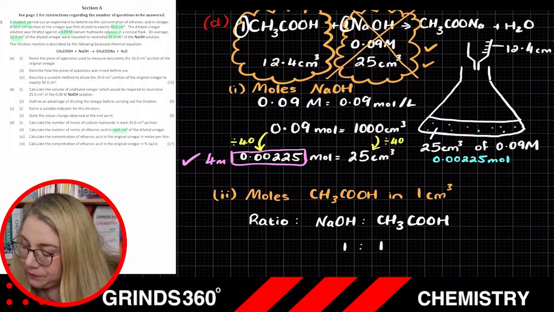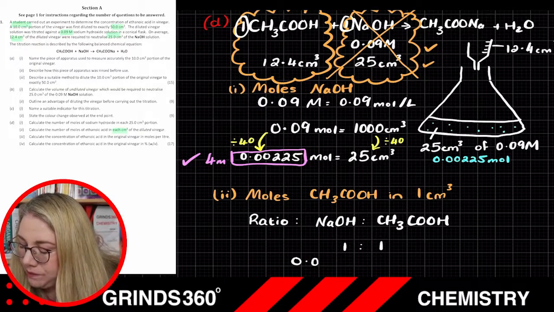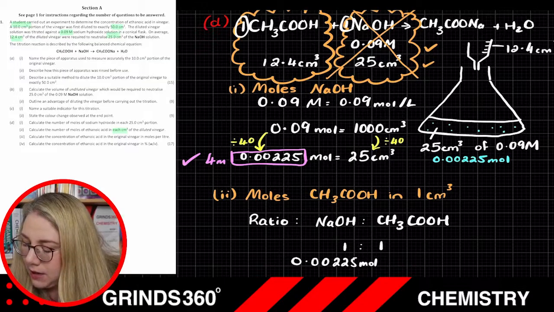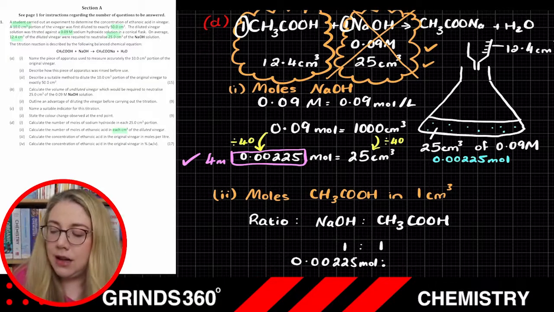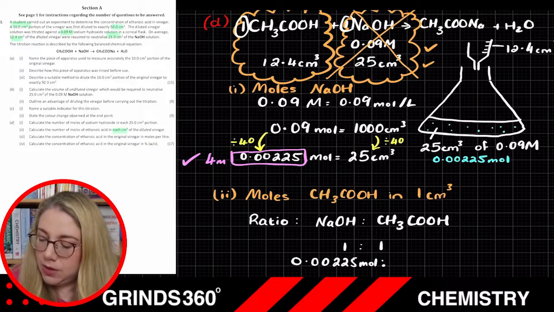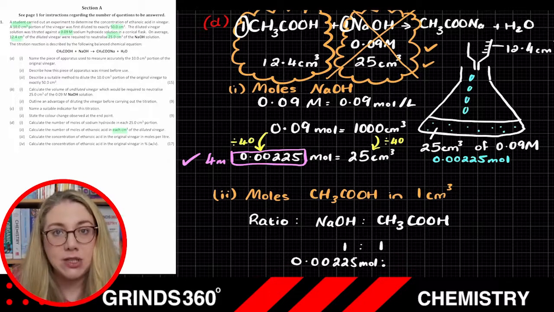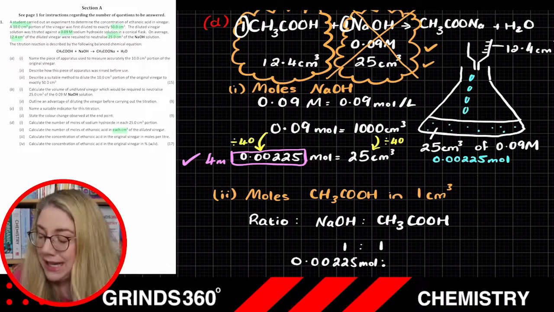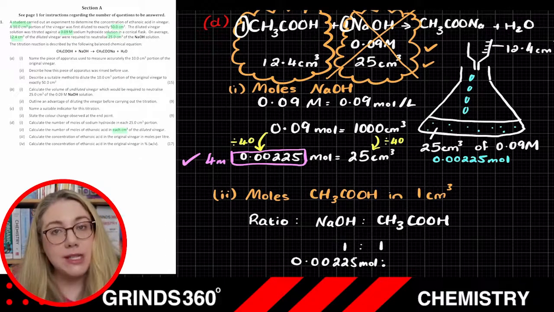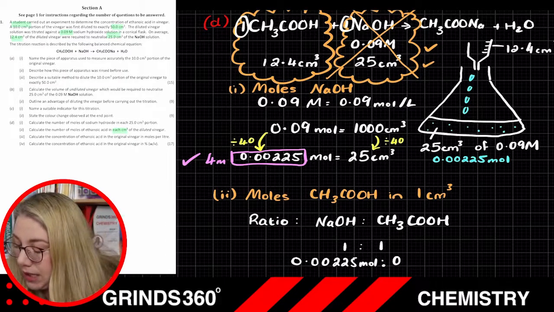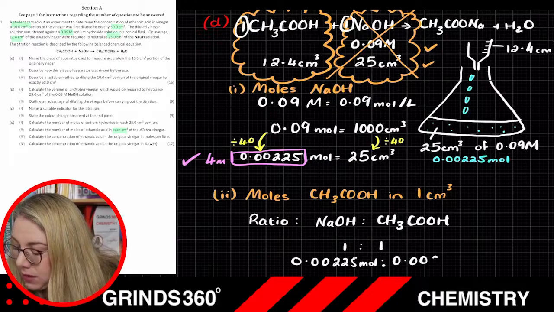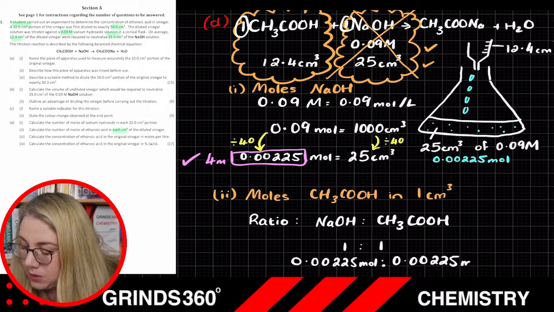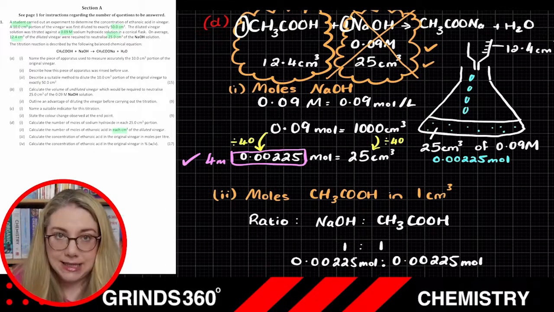Now, up above, we worked out a minute ago that there's 0.00225 moles of sodium hydroxide inside that conical flask. So in order for this to be a titration, the total number of moles of ethanoic acid that's added into the conical flask to see the colour change is the same, because it's a 1:1 ratio. So that means I've 0.00225 moles of my ethanoic acid.